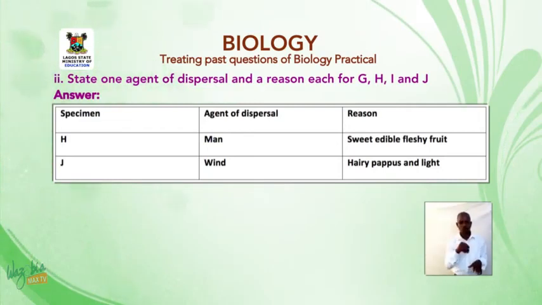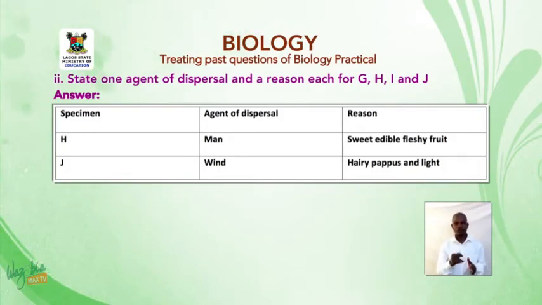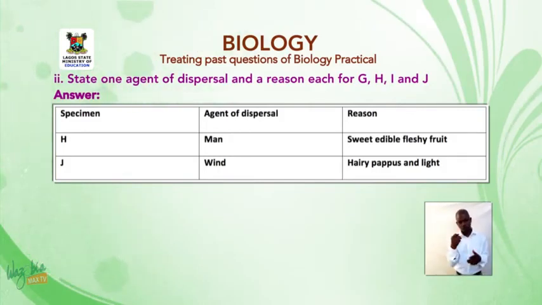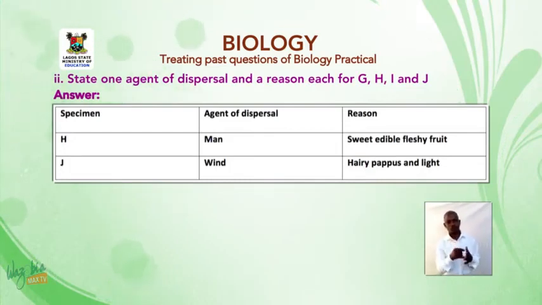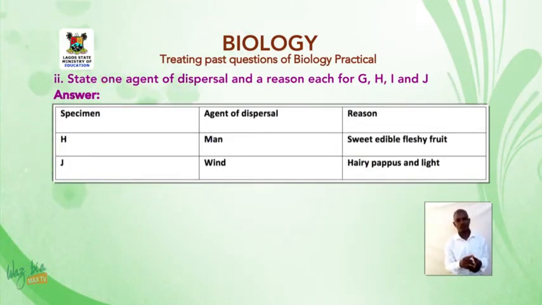Then look at J. J can also be dispersed by wind. Agent of dispersal of J is wind. Then what are the reasons? Because it's hairy, and very light.